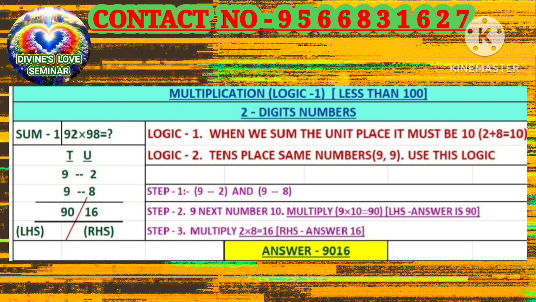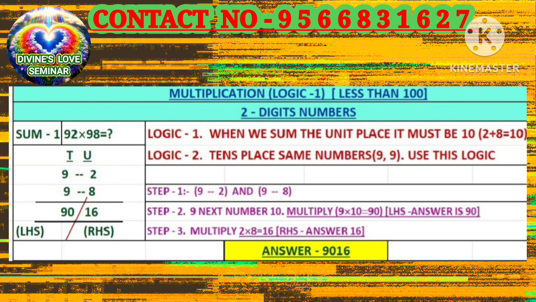Step 3: just multiply the one's unit place numbers. 2 into 8 is equal to 16. That is the right side answer, RHS I put, okay? The complete answer is 9016. 9016 is the answer.